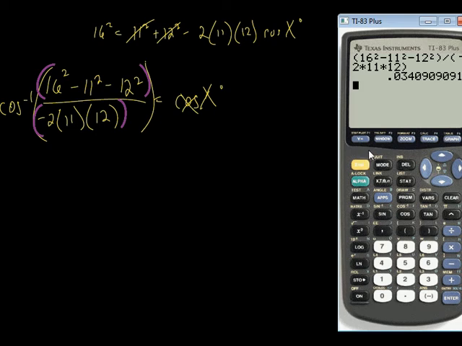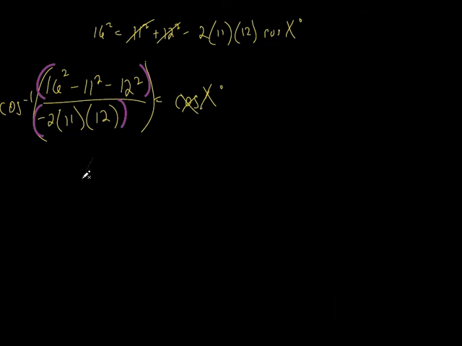Then I hit second function cosine, right? Second function cosine of my answer on this calculator. Got to put that in there. And then equals, and there it is. 88. And this is an angle, so we round it to the nearest degree. It's 0.0, so it's just 88. So x is 88 degrees.